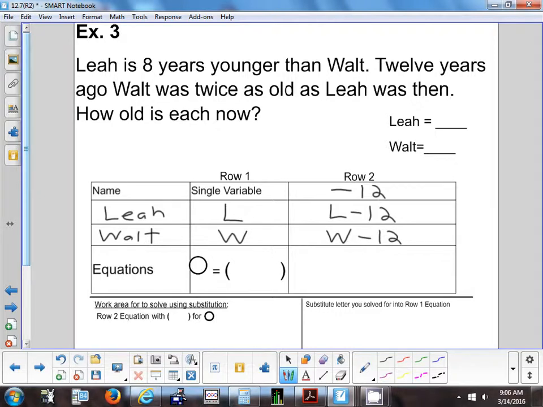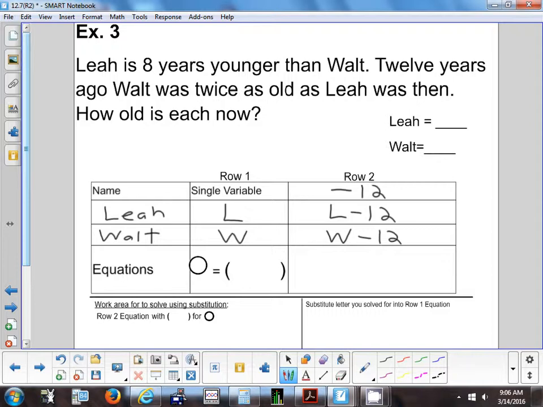Okay. L is how old Leah is now. W is how old Walt is now. L minus 12 is how old Leah was 12 years ago. W minus 12 is how old Walt was 12 years ago. So in the first sentence, you're going to stick with the letters in the first column. In the second sentence, when we get to it, we'll use the letters in the second column. All right, so let's start with the first column.